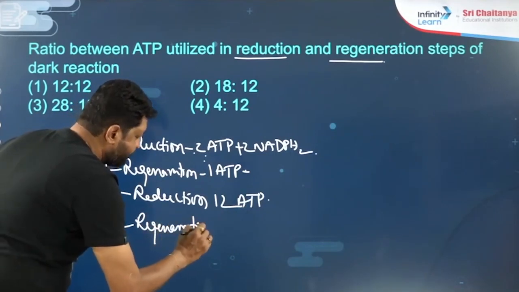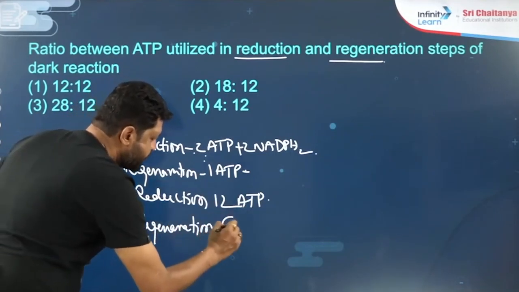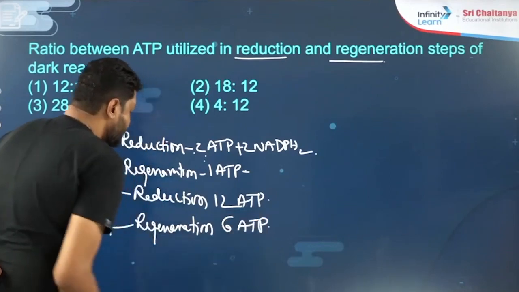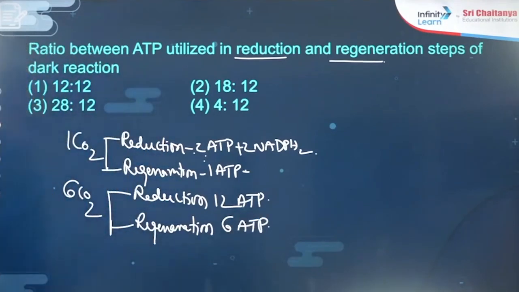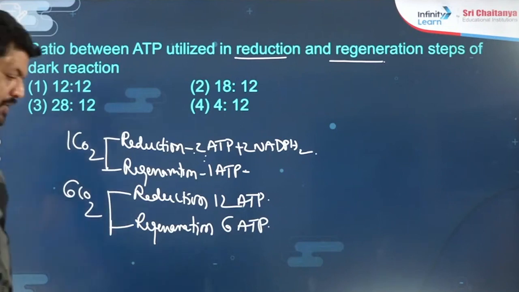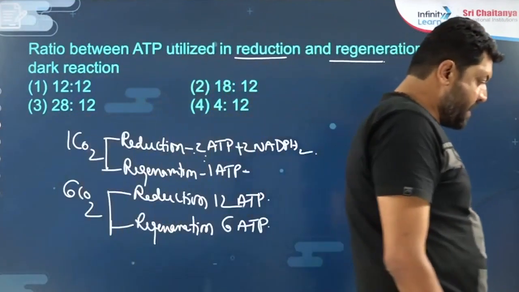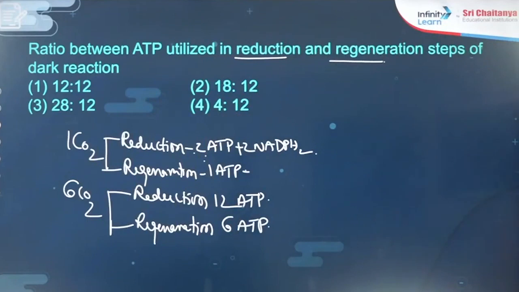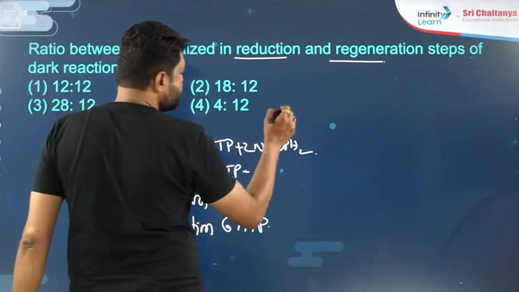Regeneration, 6 1s are 6 ATP. So for the reduction of 6 CO2 molecules, the ratio between ATP utilized in the reduction and regeneration. Could you now understand this question? 12:6. We don't have that option.